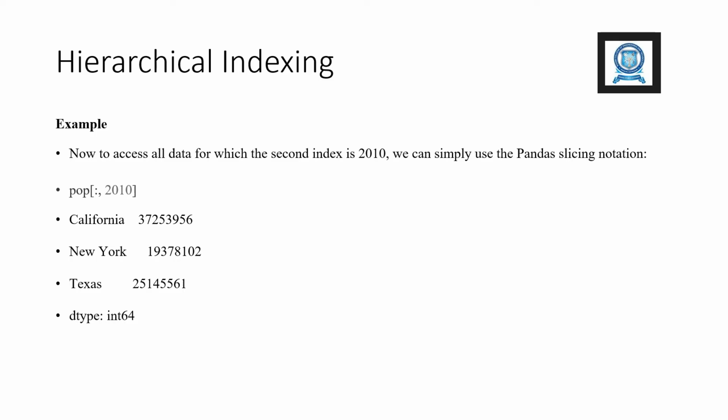Now, to access all data for which the second index is 2010, we can simply use the pandas slicing notation like this: pop[:, 2010]. So the sliced data will print the output like this.